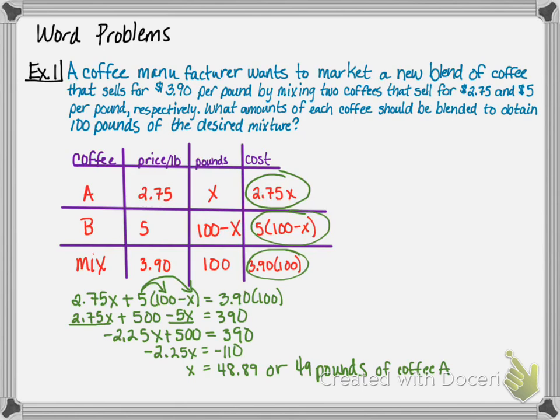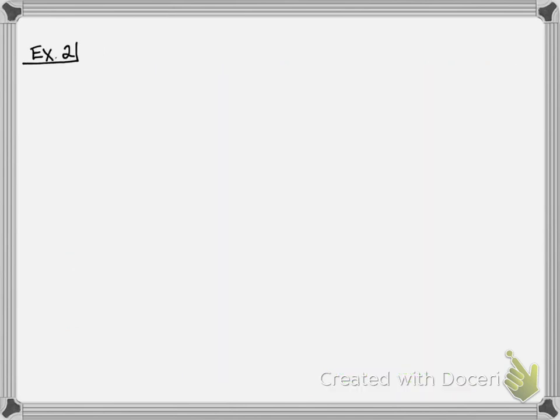So that was coffee A. And to find the number of pounds of coffee B, we'll do 100 minus 49, which is 51 pounds of coffee B. So this is an example of a mixture problem. Okay, let's look at another example.